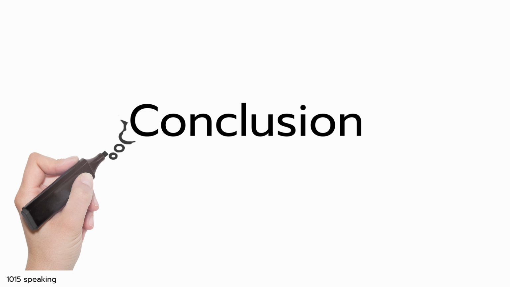Pointers allow you to manipulate data directly in memory, which makes them essential for dynamic memory allocation, arrays, strings, and even passing large data structures efficiently to functions. Understanding pointers is one of the keys to mastering C programming. I hope this video helped you understand pointers better.